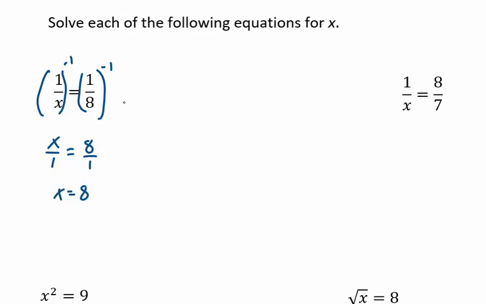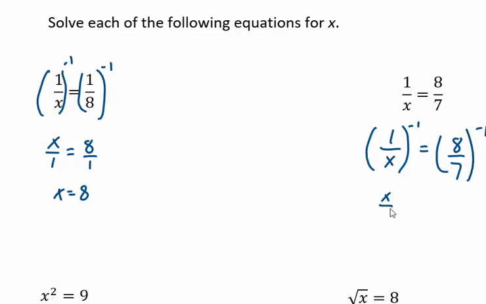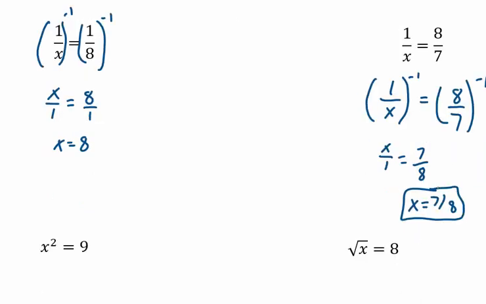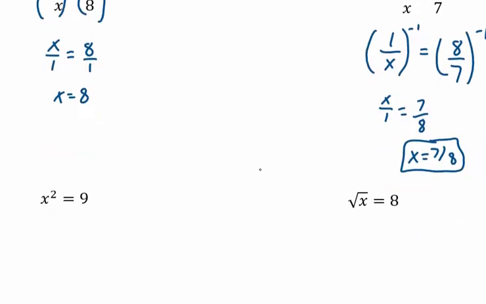So this example was set up to help you with a slightly more complicated example where we have the reciprocal function set equal to 8/7. Much like I did in the last problem, we could raise both sides of the equation to the -1 power, which essentially reciprocates or flips fractions, and we'd get x over 1 is equal to 7 over 8. So x equals 7/8 would be the solution to this equation.